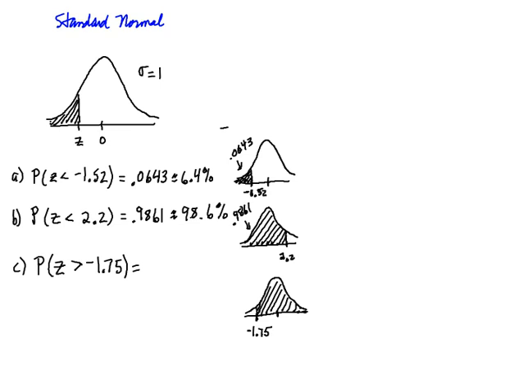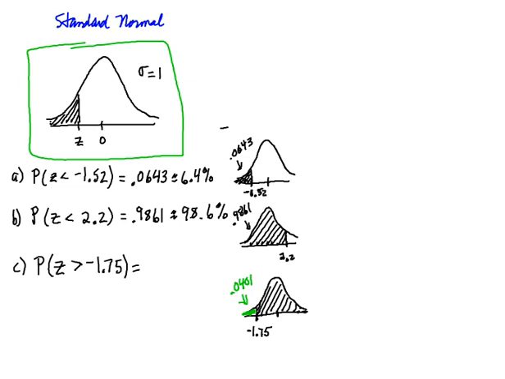Now, when I use the table, it reads to the left. It's always to the left. So when I look up negative 1.75, and that would be, again, on the first page of the table where the z values are negative, I'm going down to negative 1.7 and across to column 0.05, and I get an area, again to the left, 0.0401. So the probability that z would be less than negative 1.75 is 0.0401, but I don't want that.